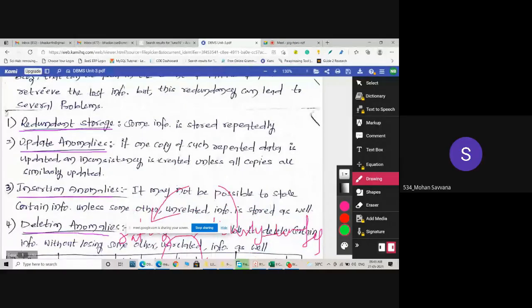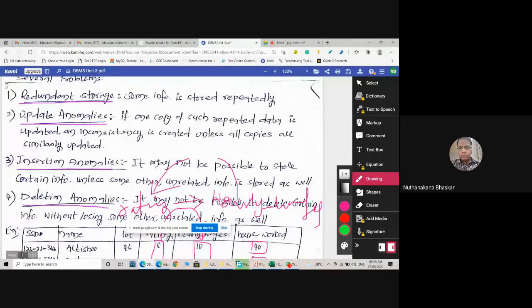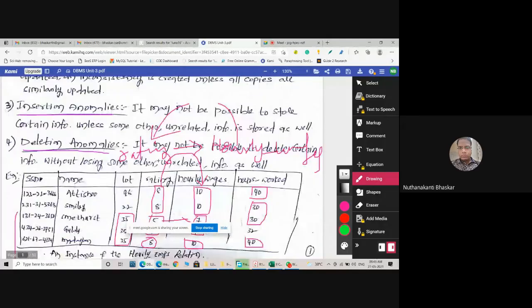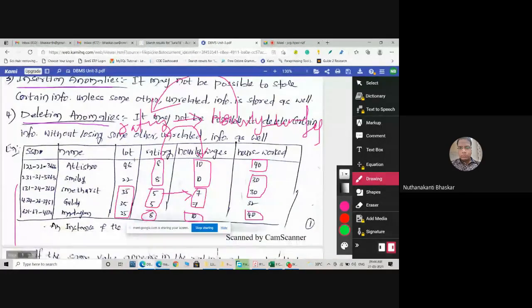Yes, sir. That anomaly is nothing but a problem. Insertion anomaly: when I want to insert, if you are not following a primary key, then automatically the same data is going to be inserted. Then deletion anomaly: already I told you, when you want to delete one record, the other data that record holds is also going to be deleted. So that is the big problem.